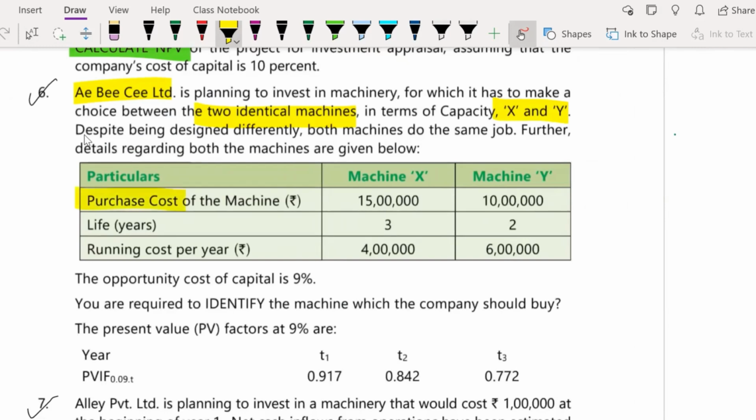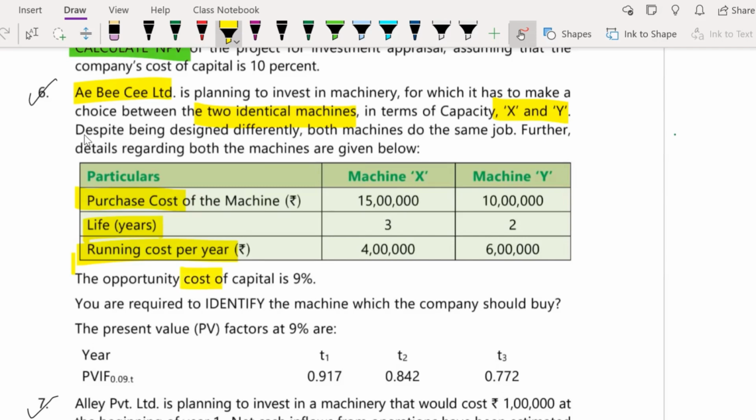So they are given the purchase cost of the machine, life of the machines, and the running cost per year. Every year to run the machine, you have to incur some cost. So every year that will also be an outflow for you. In year 0, you have to make an outflow by purchasing the machine. After that, every single year you have to pay a running cost, which will also be an outflow.